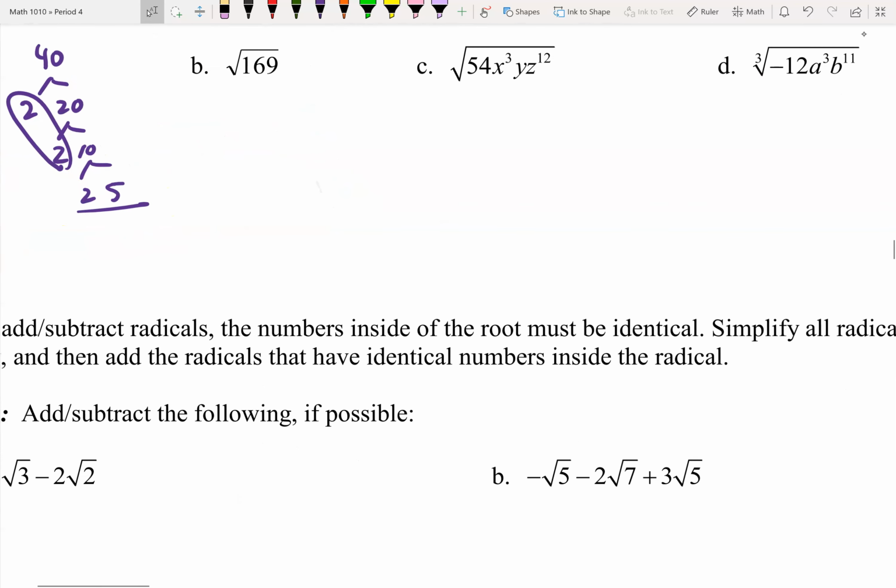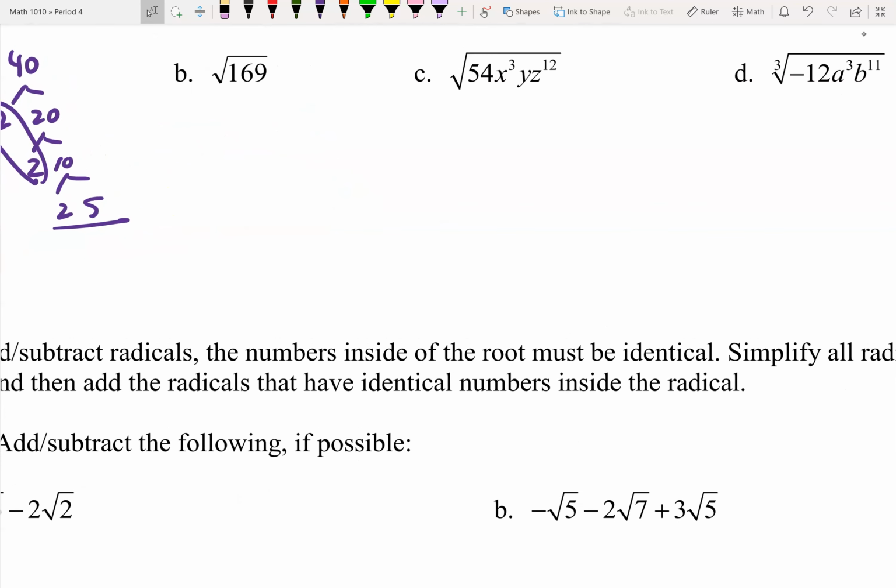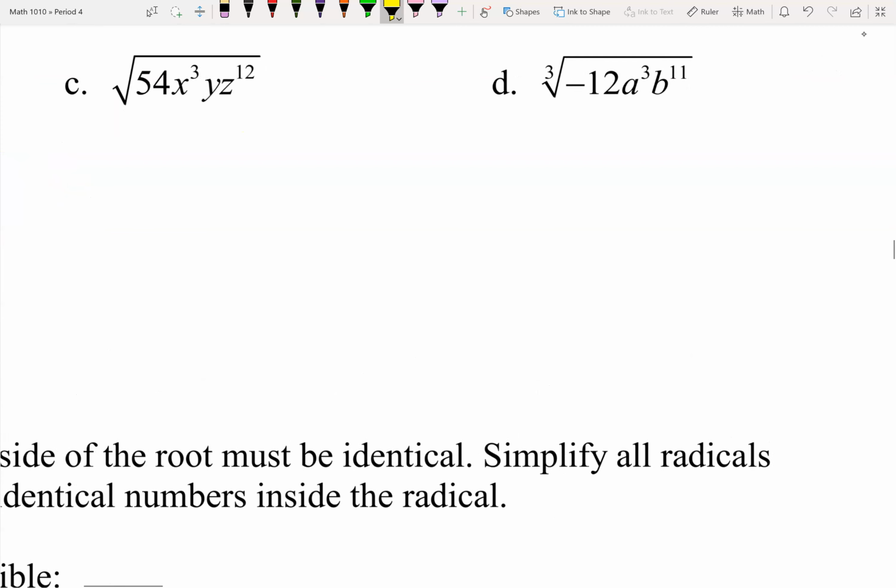Okay. Square root of 169. Do you know off the top of your head what the square root of 169 is? It is 13. 13 times 13 is 169. And literally, you're done. Okay, 54. You guys tell me, is 54 going to be nice or is it going to be a decimal? It's going to be a decimal.